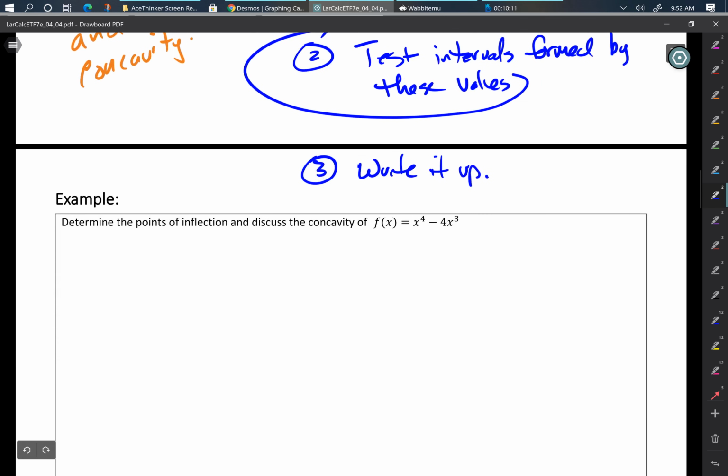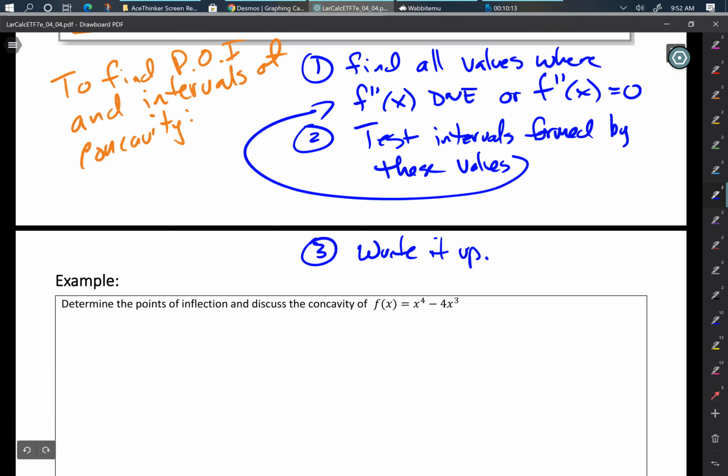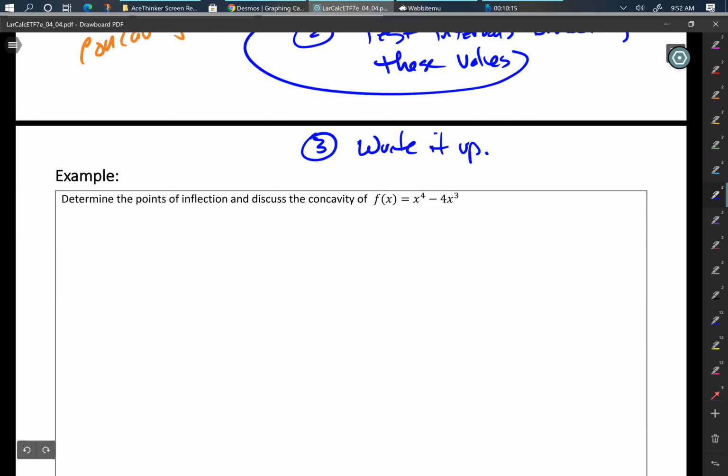Okay? All right, so let's take a look at an example. Maybe this will kind of solidify if we do an example. Okay? All right, so let's take a look first off the language. Determine the points of inflection and discuss the concavity of a function. Now this phrase right here, discuss the concavity of, simply means describe the intervals where it is concave upwards and the intervals where it is concave downwards.